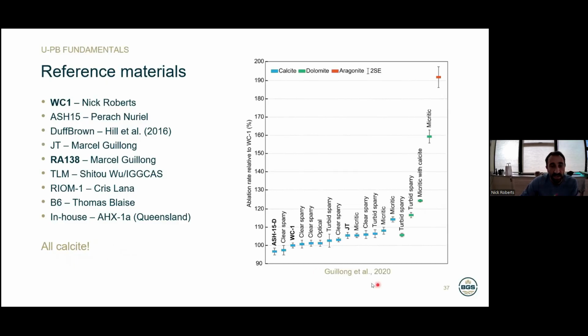One thing that the ETH group observed in this study a few years back is that the ablation rate relative to WC1, the primary standard most people are using, does vary quite a lot. So we know that even with calcites, there are a variety of matrix types, sparry calcites versus micrite. And then we've got a few aragonites and dolomites looked at in this study. The ablation rate varies quite a lot for these texturally different types of carbonates, and that will probably have some small effect on the accuracy of the ages as well.